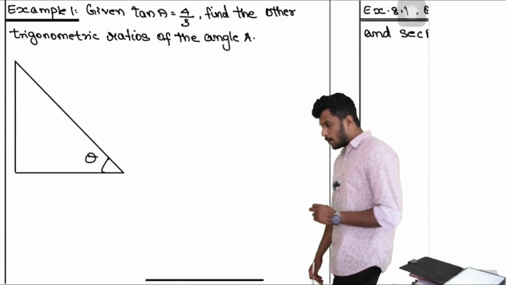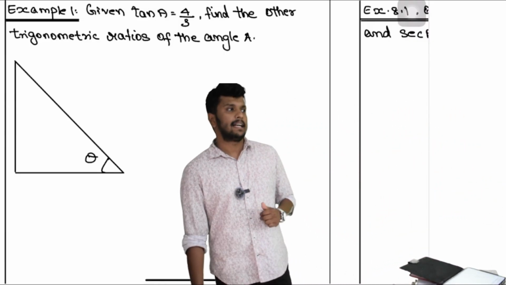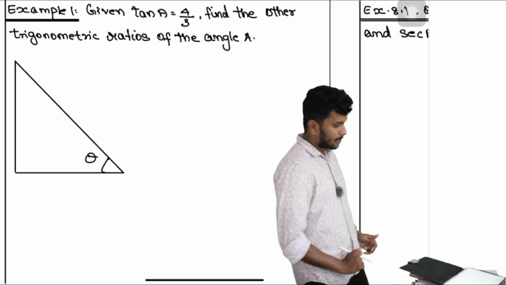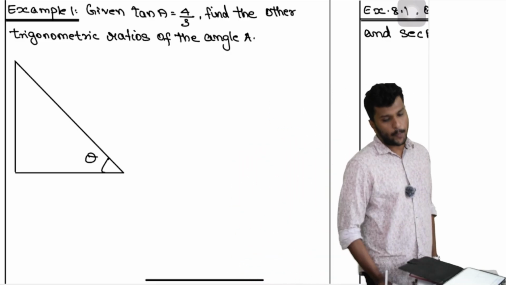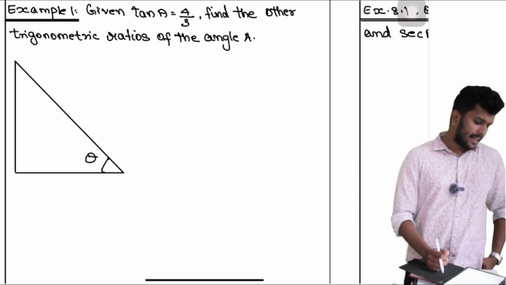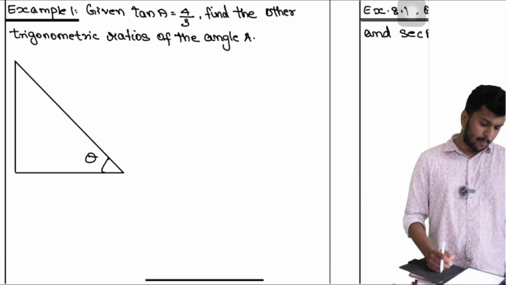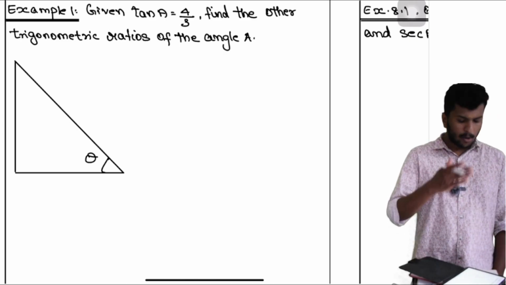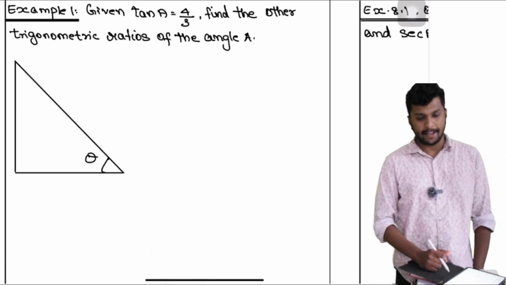Yes, next we are going to do a question to understand the trigonometric ratios much more effectively. So we have a question over here. My dear students, this is our first question. Given tan A equals 4 by 3, find the other trigonometric ratios of the angle A.